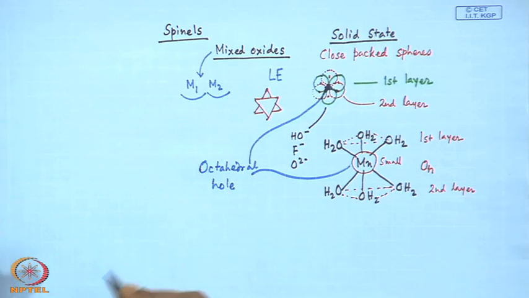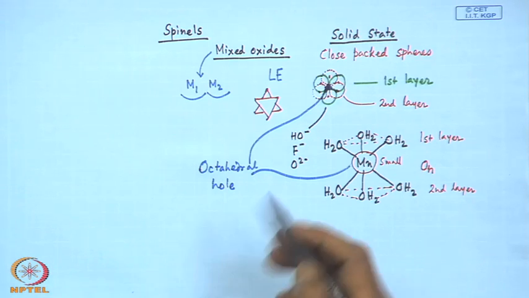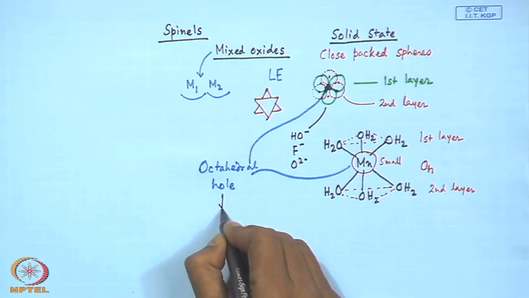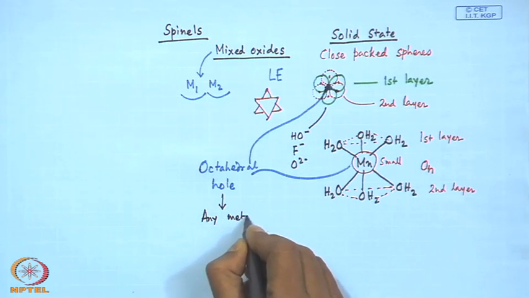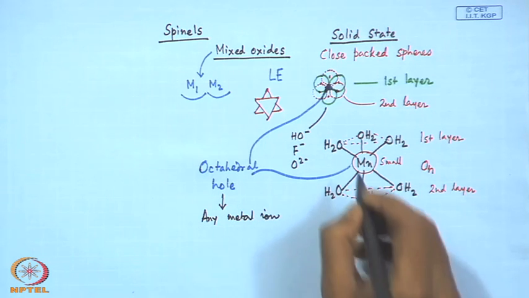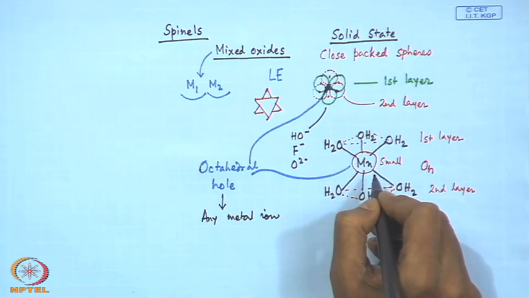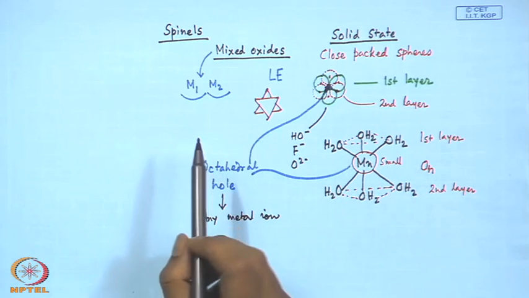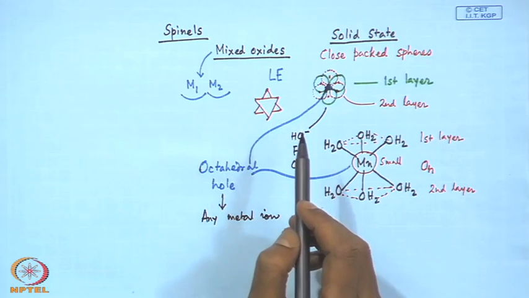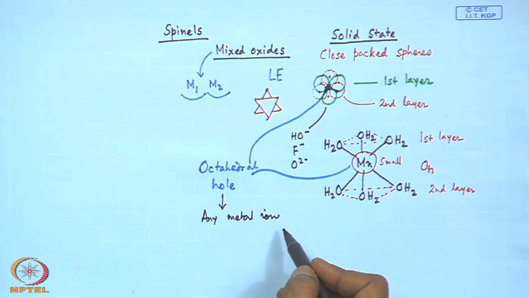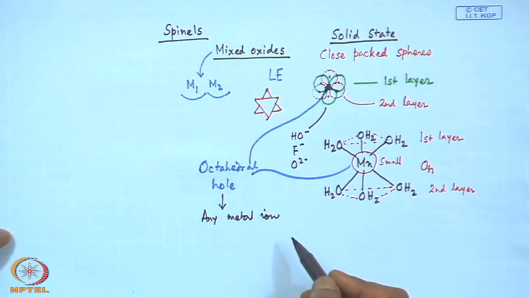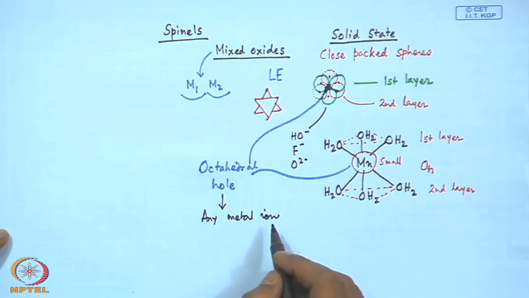So, that octahedral hole we have generated, and within that particular octahedral hole we can now put any metal ion, say this manganese also. This gives rise to the spinel structure, and how the spinel structure can also be controlled is due to the energy calculations in terms of the stabilization due to the crystal field.